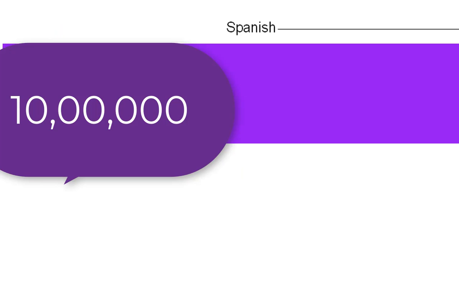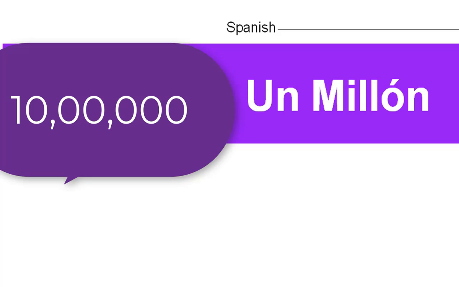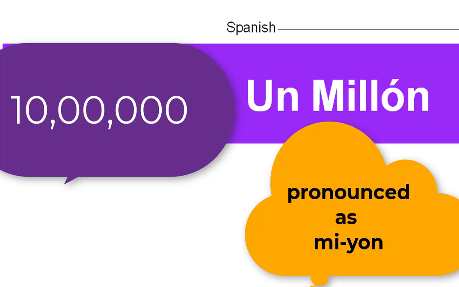What do we call this? Yes, un millón. Alright, un millón. This we say double L, we call it million in English, but double L is spelled as ll in Spanish. Un millón. So millions is basically millón in Spanish.